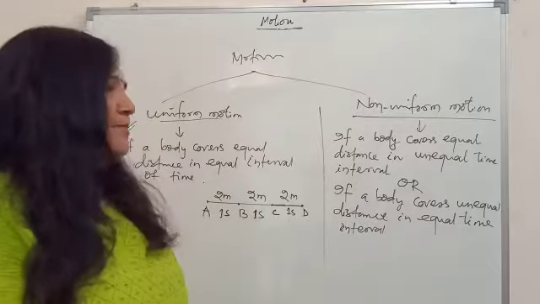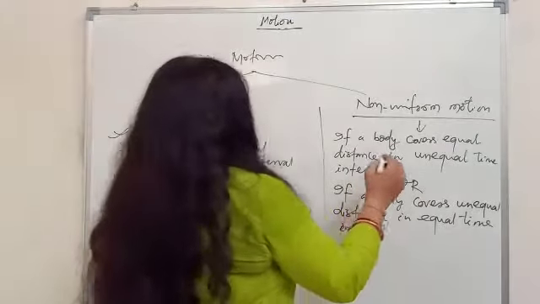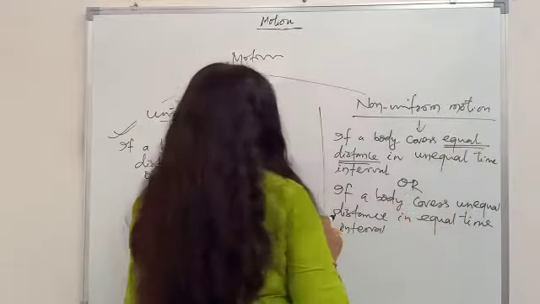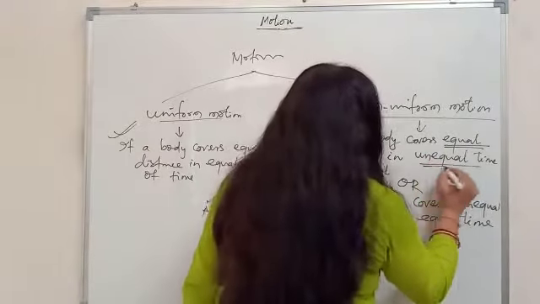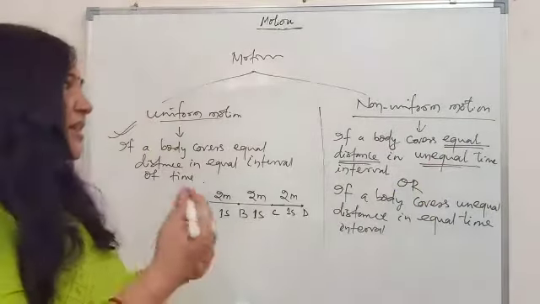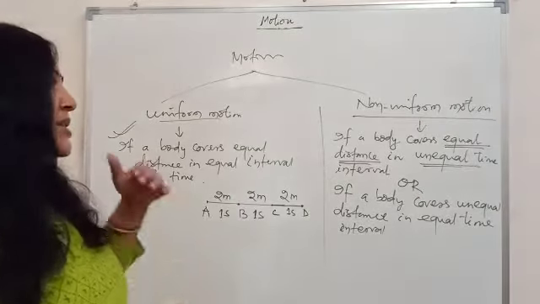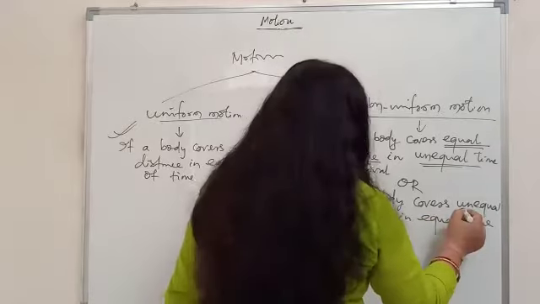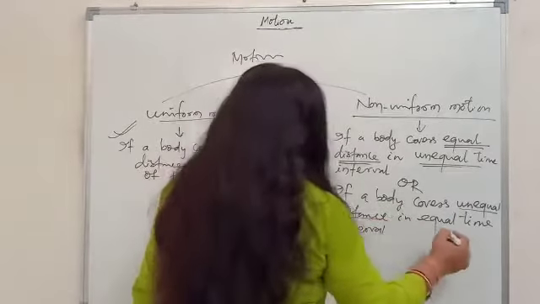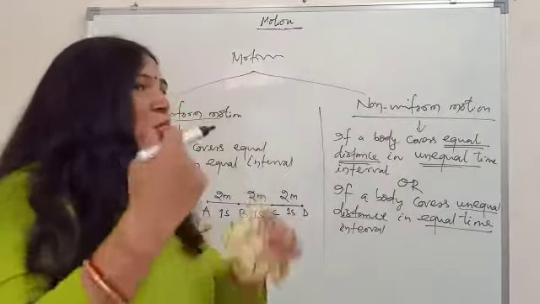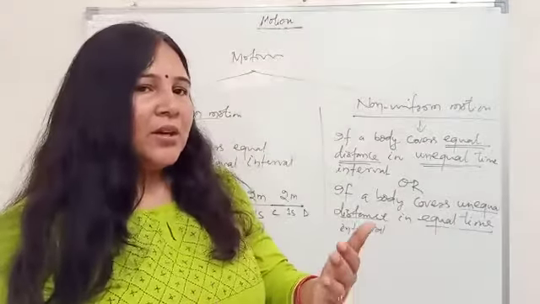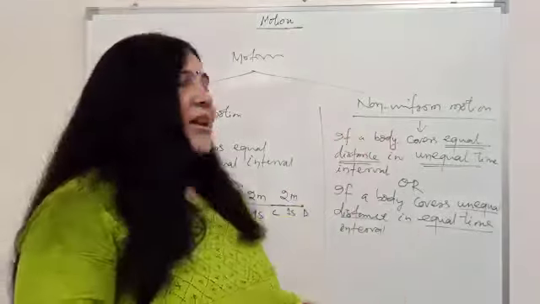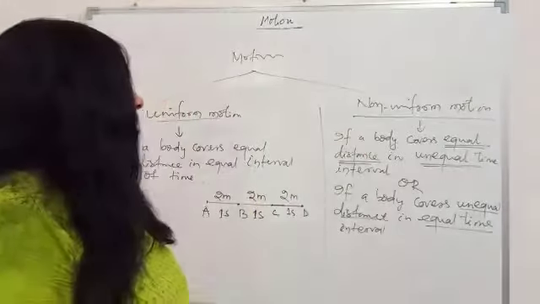Look at the definition. A body covers equal distance, but the time is unequal. In that case, the body's motion is termed non-uniform. Or the definition is that a body covers unequal distance in equal time. So one thing needs to be unequal and the other thing needs to be equal. Then we can say the motion is non-uniform motion.